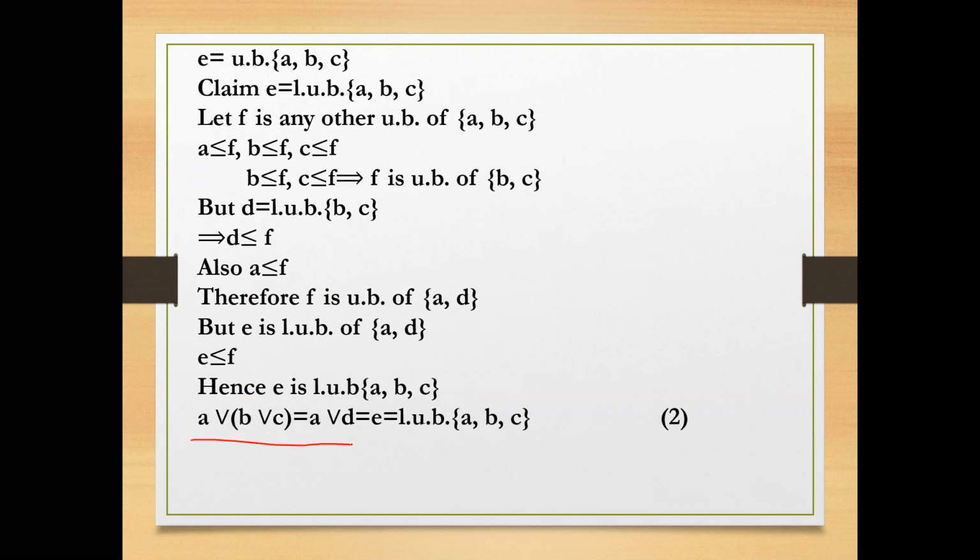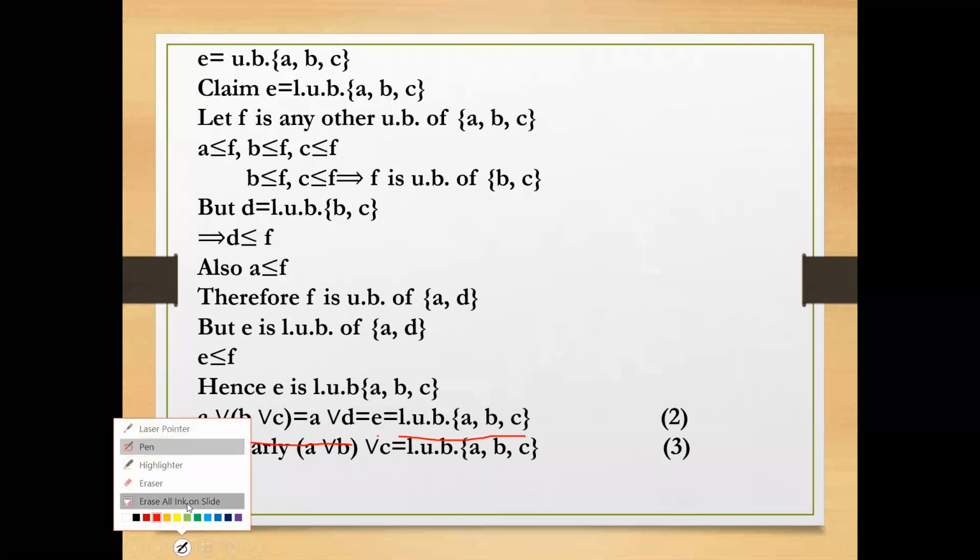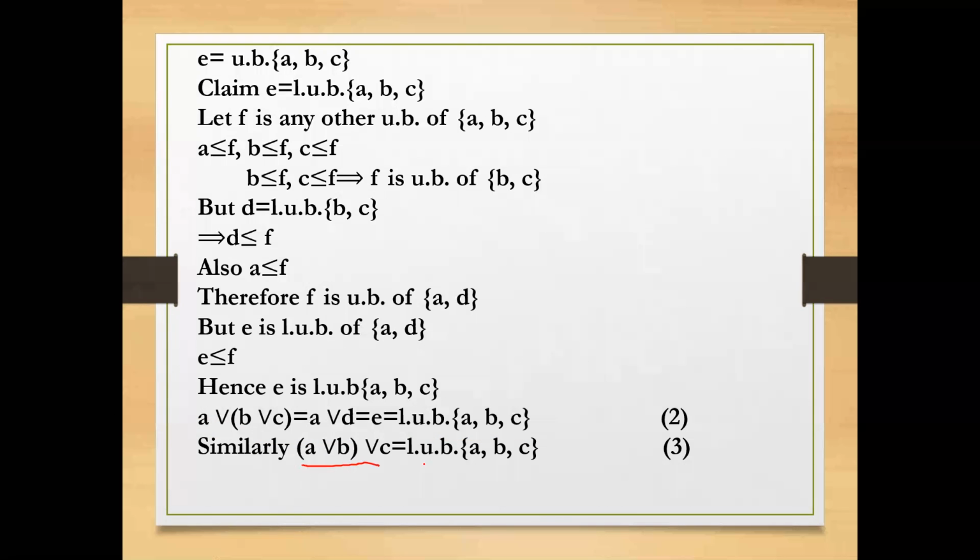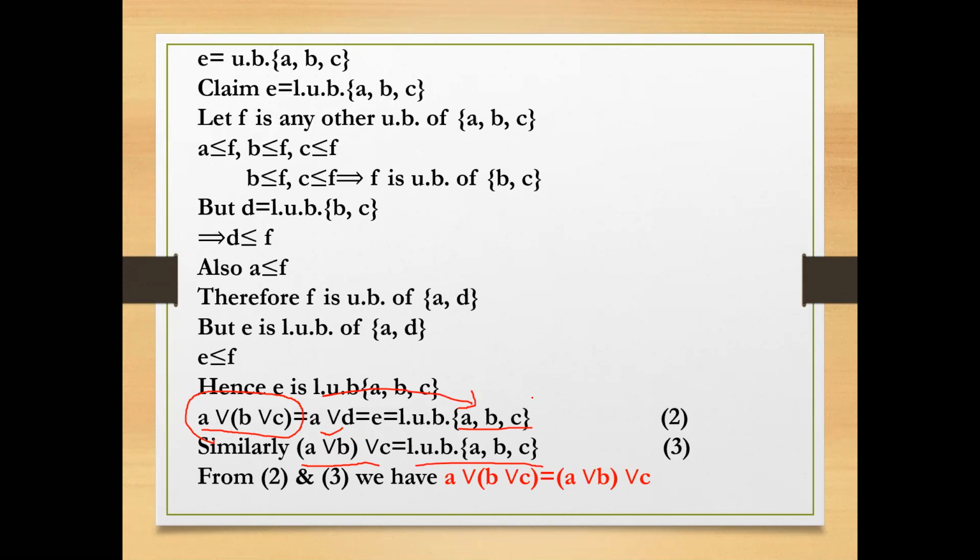We have verified that it is equal to A join D, and A join D we have supposed it equal to E, and the value of E becomes least upper bound of ABC. Now similarly, you can solve the right hand side also. If you will solve the right hand side, you will again get the least upper bound of ABC, because in this expression there is no role of the bracket here. No matter how many brackets, there is no role, all three elements are openly present. It means if the bracket comes on the first two and we solve them, we will again get least upper bound of ABC. So from 2 and 3 we have both the sides are equal, hence the associative law has been proved for join.